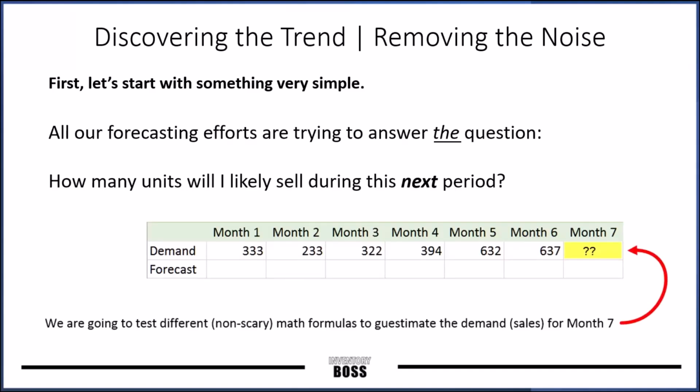All of our forecasting efforts, all of them, are only trying to answer a single question. How many units will I likely sell during the next period? So if we know what we did in month 1 through month 6, you can see the sales trend there. If you're really sharp, you can see the event that took place in one of those months. And then we're only trying to solve for the next month. That's all we're doing right now. We're going to test different non-scary math formulas to guesstimate the sales demand for month 7. That's what we're doing. It's not voodoo. It's not anything crazy. It's just we're trying to figure out what the next month is going to be.